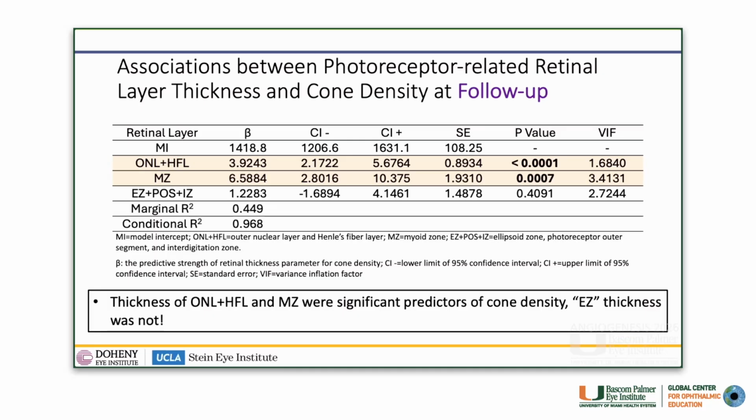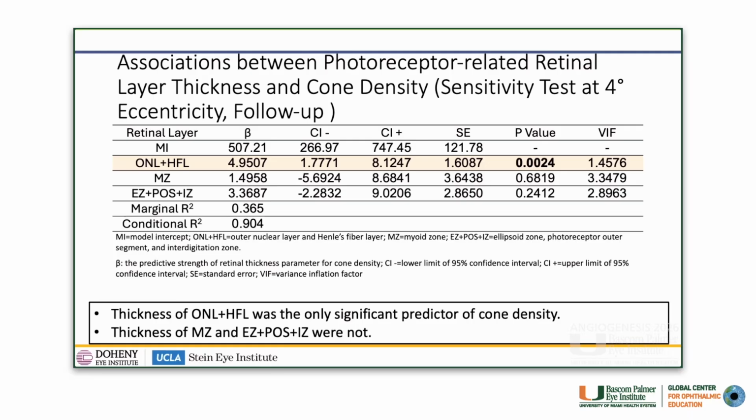We also looked at follow-up. Here again, the strongest correlation was the outer nuclear thickness. The EZ thickness did not correlate with the cone density counts. There was a correlation with the inner segment thickness, although when we did a sensitivity analysis looking at more distant regions where, again, the cones are even better visualized, only the outer nuclear layer actually showed this correlation.